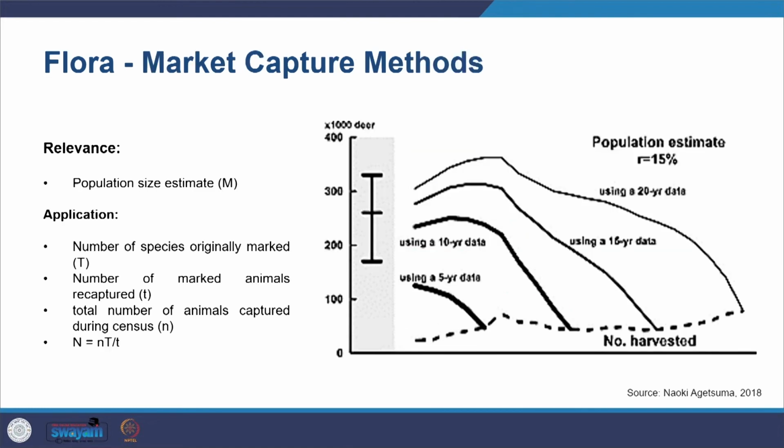Another type you see is the mark-recapture method. Here you estimate the population size. You take the number of animals originally marked, the number of marked animals recaptured, and the total number of animals captured during the census. That is how you work it out. It involves capturing a portion of the population at some later date, sampling the ratio of marked to total animals caught in the population. Based on that you work it out.